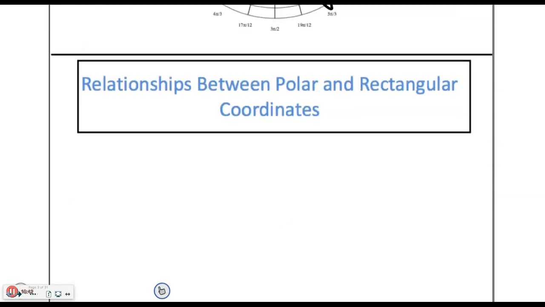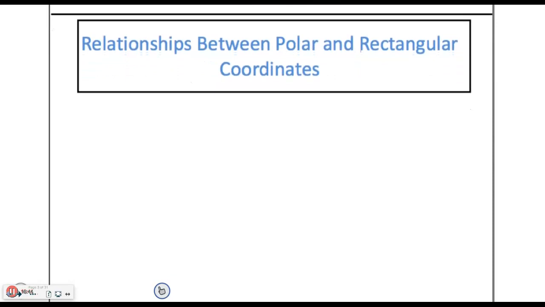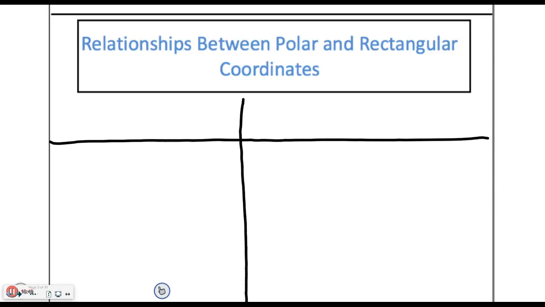So next up is the relationships. This is more important, like how you move between the two systems. So make a chart like this. And then we're going to make, it's all about the right angle that gets made. So we're going to make a little right angle here. It's now going to have an X that you're used to, a Y that you're used to, an R that's the hypotenuse, and a theta that's the turn. XY, again, is rectangular. Our theta is polar. We're going to move between the two.